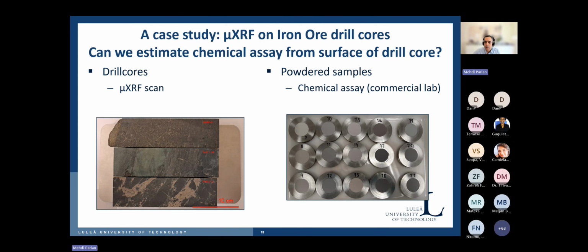So here I go through a few case studies. The first case study is about whether we can estimate chemical assays directly from the surface of drill cores. This is interesting to see how close we can get by only analyzing the surface of the drill cores without sending the sample, for example, to an external lab for pulverizing and doing XRF. In this work, we use half of each drill core and send the other half to the commercial laboratory for chemical analysis, and the preserved core we use for analyzing with micro XRF. The samples here are mostly iron ore samples.